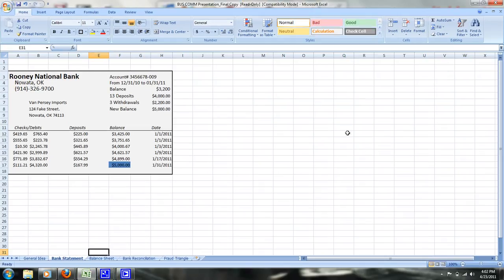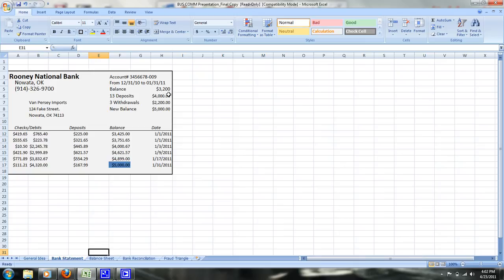Okay, today I'm going to show you how to reconcile a bank statement. Basically, we're just comparing the amount that the bank says we have in our account versus what our books say we have for that account. For example, here's a sample bank statement from Rooney National Bank, and our company is Van Persie Imports.